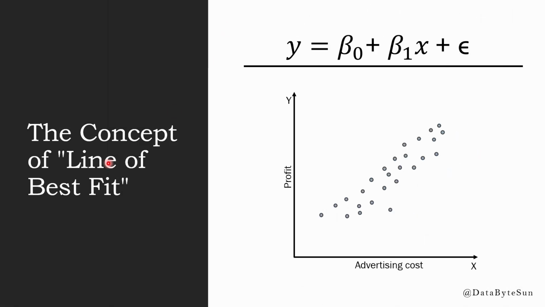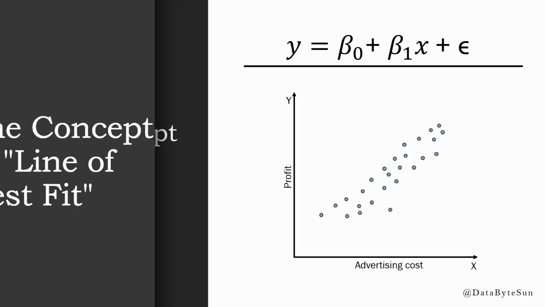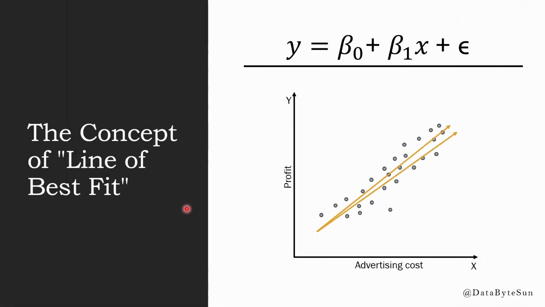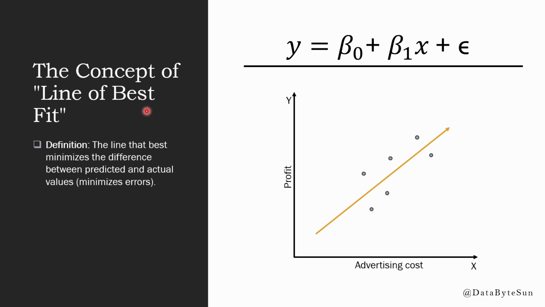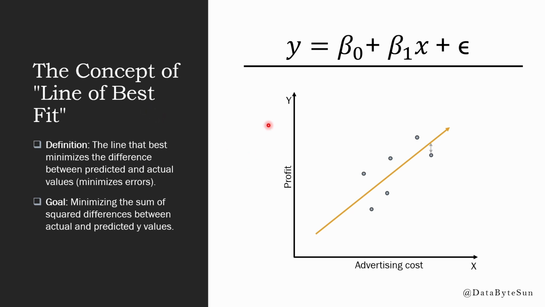Now, why is this line the best fit? There are many lines possible we can draw, so how do we find which one is the best among all possible lines? To find the best fit line, we need to minimize the difference between predicted and actual values. And our goal is to minimize the sum of squared differences between actual and predicted y values. Why square, we will get to know from further slides.